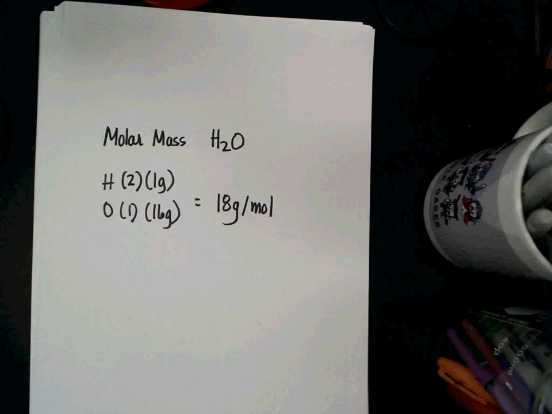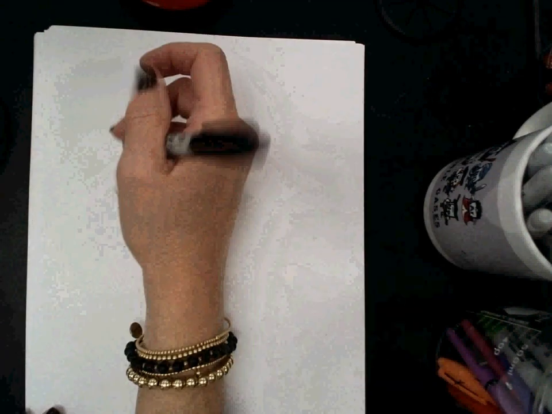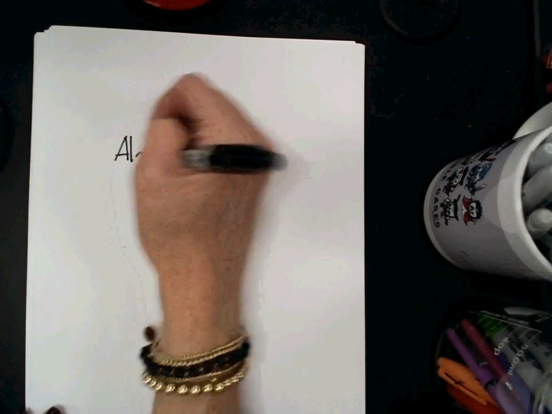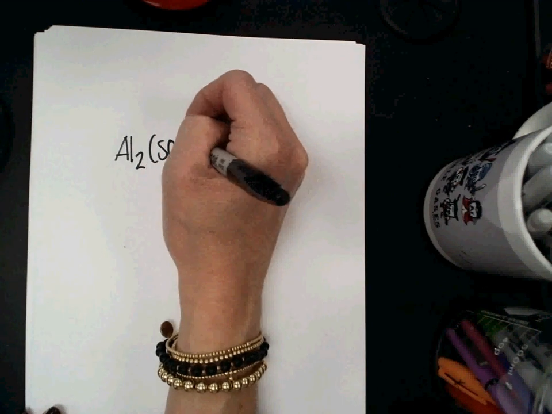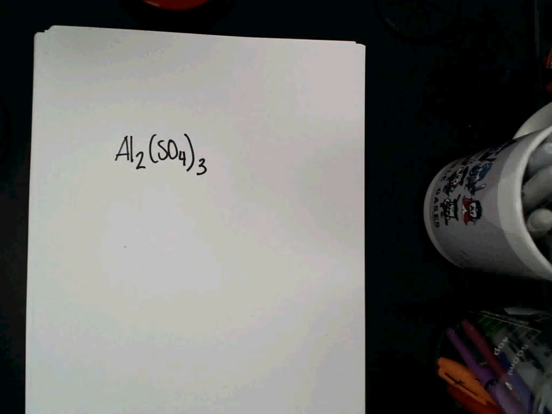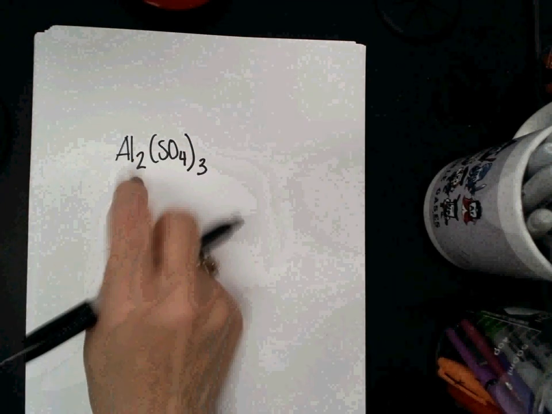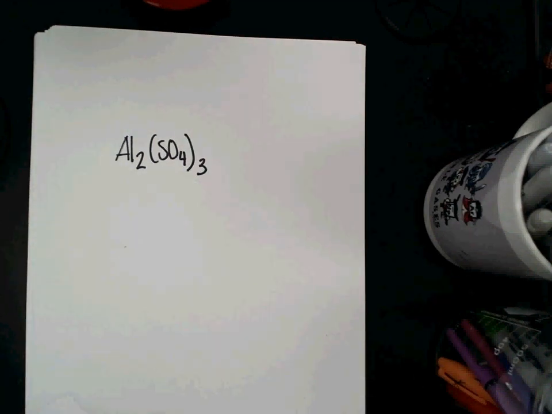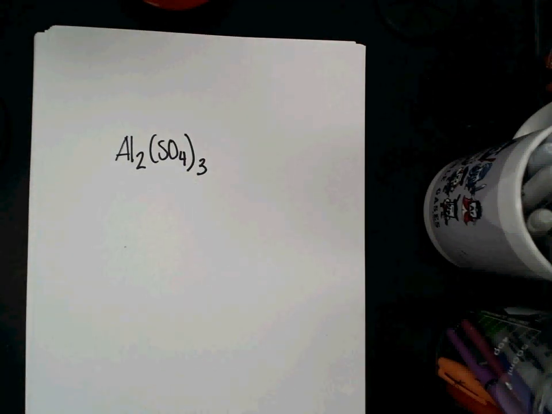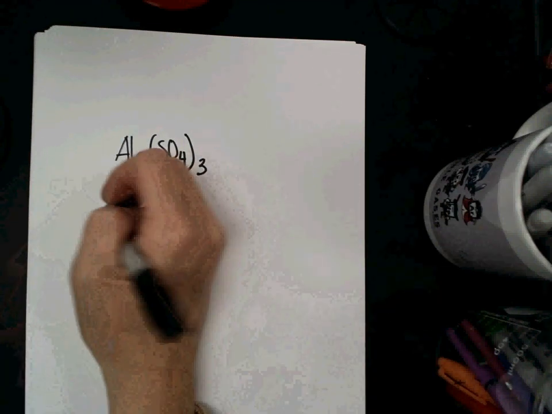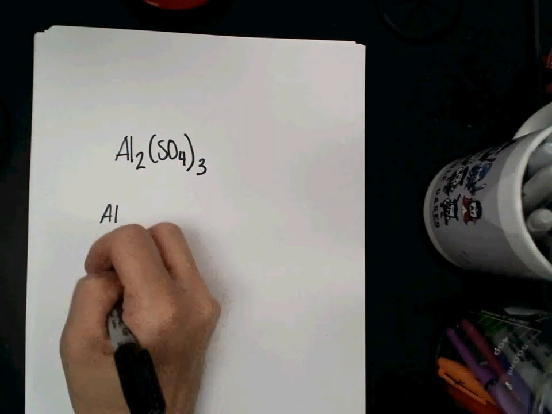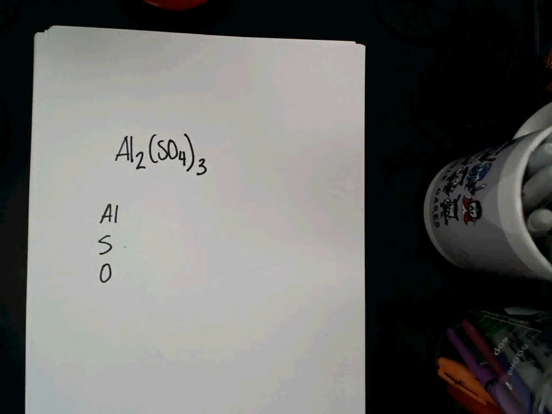We good? Okay, so now let's try one that really makes you think a little bit more. Let's try aluminum sulfate. Now I want you to make a list of the elements, all three of them, that's Al for aluminum, and then tell me how many there are of each, and then don't go any further. Write them all down, and figure out how many of each you have.